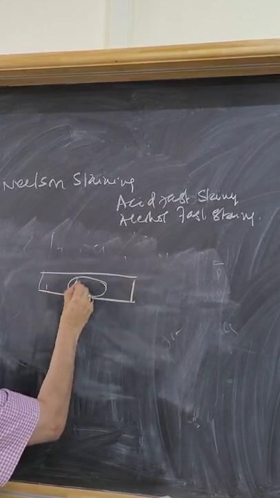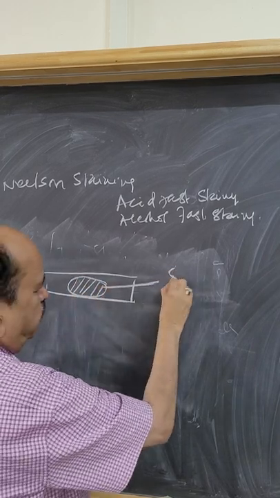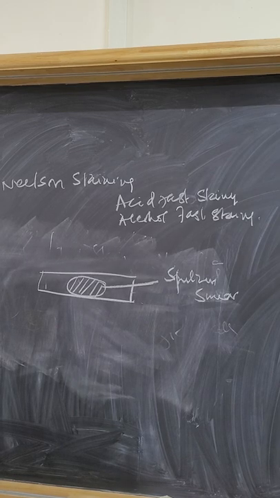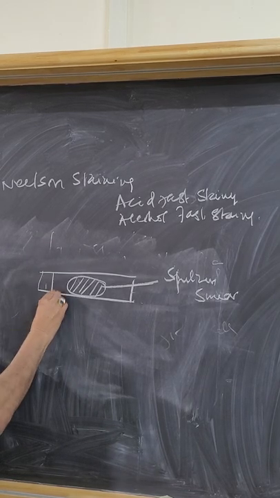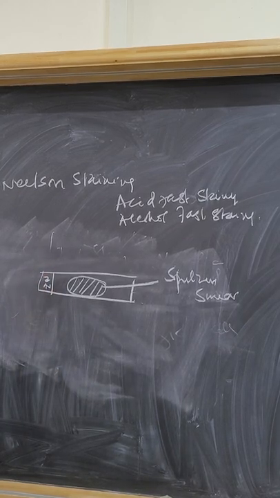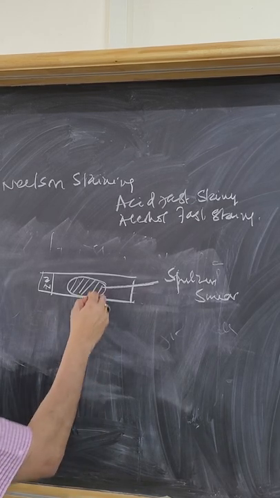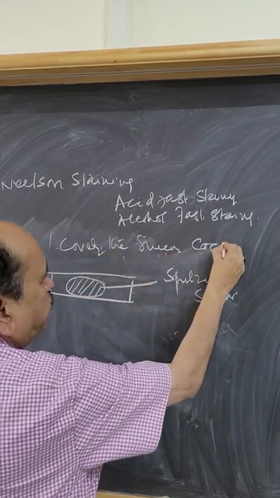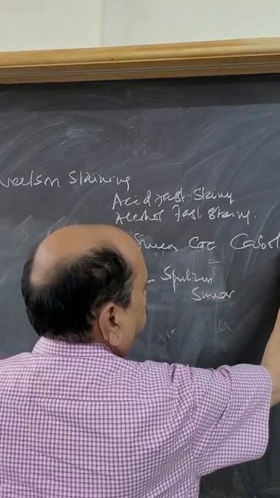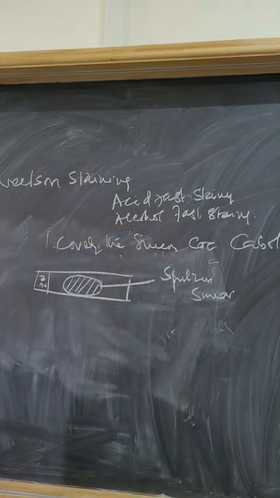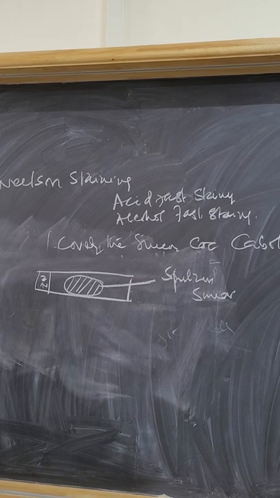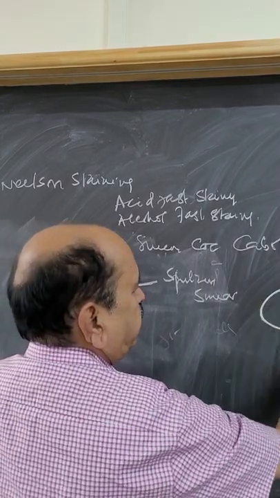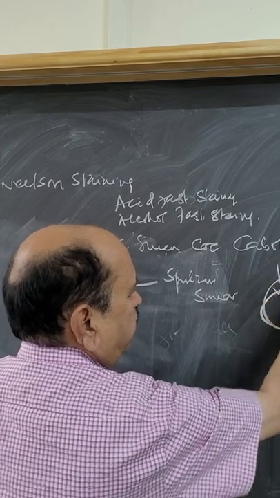You are given a smear. Usually it is a sputum smear. It is fixed. On that we have written ZN staining. The first step is to cover the smear with concentrated carbol fuchsin. Because it has thick mycolic acid in the cell wall, the dye will not easily get into the cytoplasm.